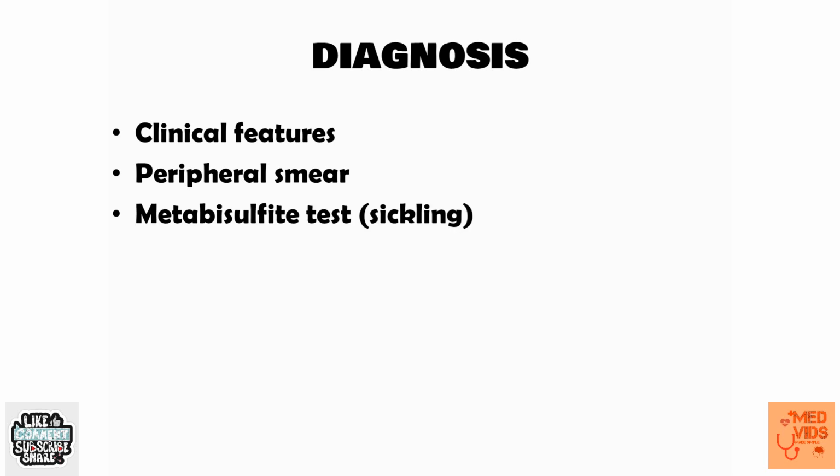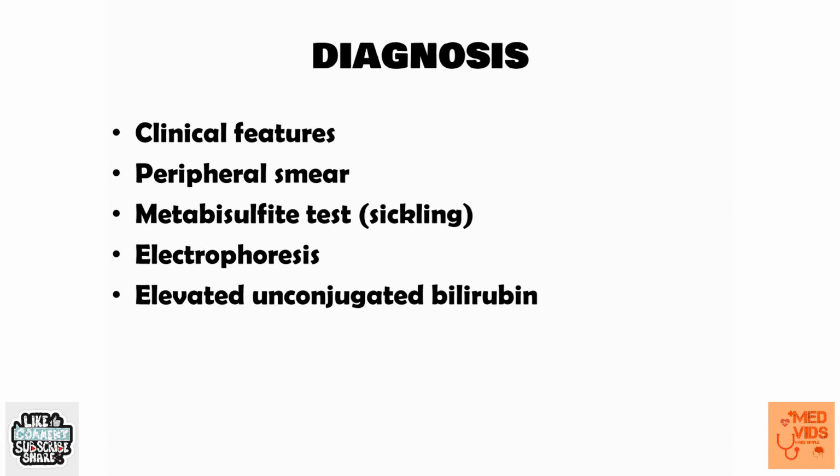The metabisulfite test is a test which can be used to diagnose sickle cell anemia. If you cannot see the sickle cells apparently on the peripheral smear, what you can do is take the blood sample from the patient and add a thing called metabisulfite to that, and this can induce sickling and formation of sickle cells. Okay, so that is one test. And you can do electrophoresis with the blood sample of the patient, and it can detect the presence of hemoglobin-S, and there can be elevated unconjugated bilirubin. That is because of hemolysis. Prenatal diagnosis can be done in the intrauterine life by amniocentesis or chorionic villus sampling to detect the presence of sickle cell anemia in the fetus.